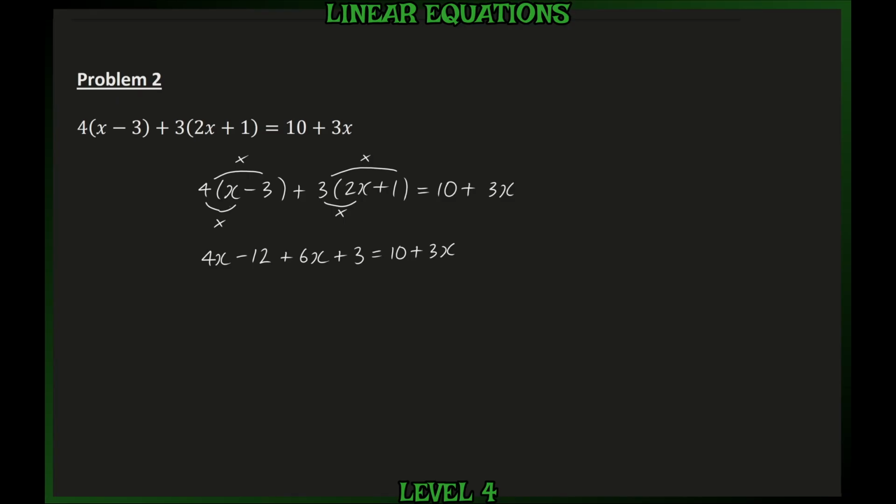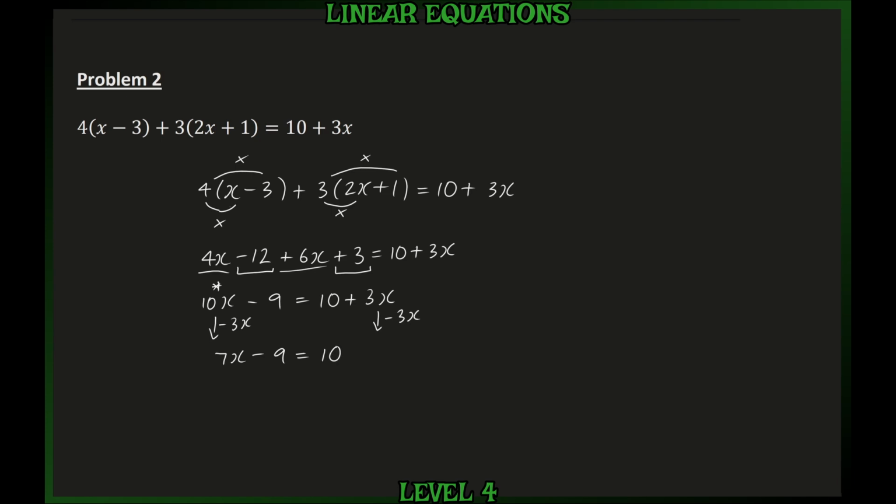Now staying on the left, we can simplify some of these terms by collecting them together. So we have 4x plus 6x gives us 10x, and minus 12 plus 3 gives us minus 9. And on the right, we still have 10 plus 3x. Now since we have x's on both sides, we're going to keep them on the side where we start with the most, and that's the left. So we're going to remove the x's from the right by subtracting 3x. And we need to do the same on the left to keep this balanced. Now on the left, 10x minus 3x is 7x, and we still have a minus 9 there. And on the right, the plus 3x and the minus 3x cancel to just leave us with 10.